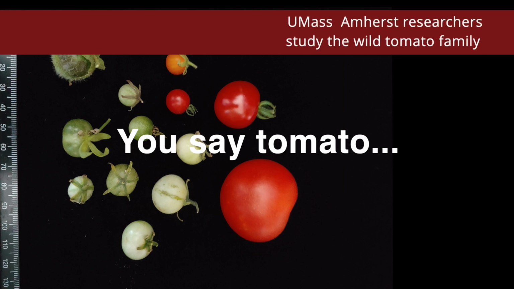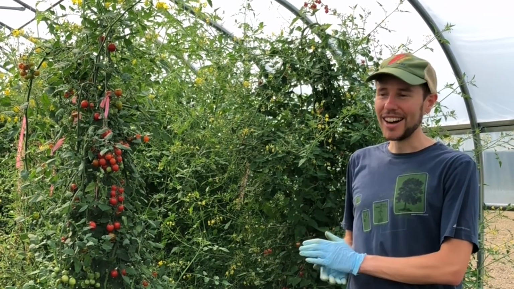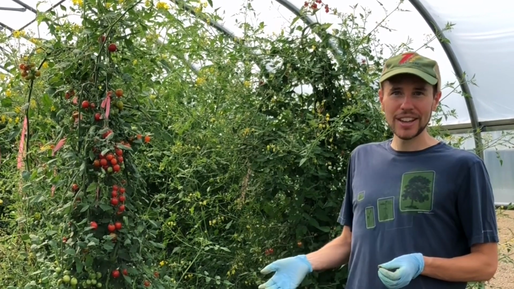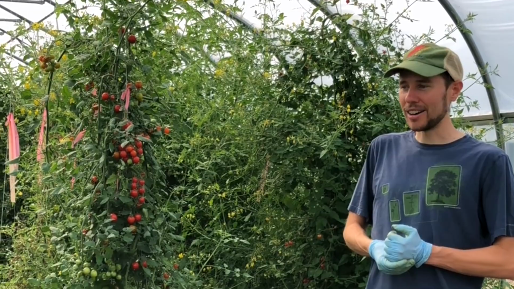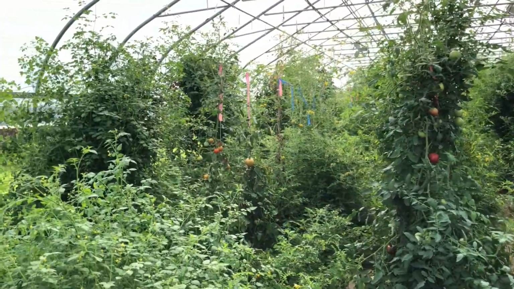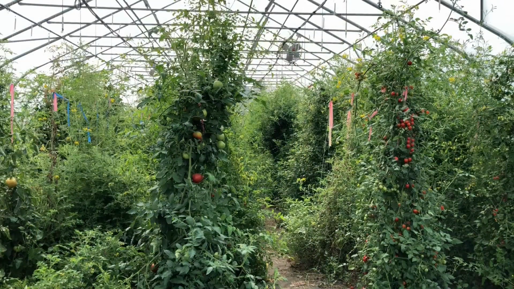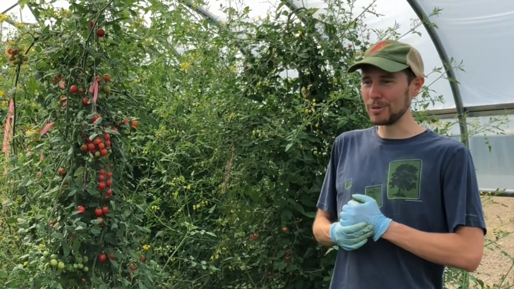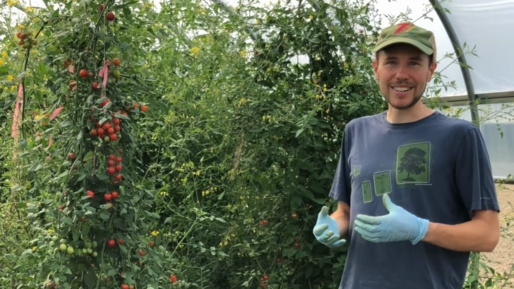I study the wild relatives of tomato plants and how they might have evolved. And I have here in this high tunnel setup in South Deerfield at the UMass Research Farm, 143 total plants from 15 different species, including the cultivated tomato and its wild relatives from South America. And so we'll be showing you a few examples of domestication with the tomato group.